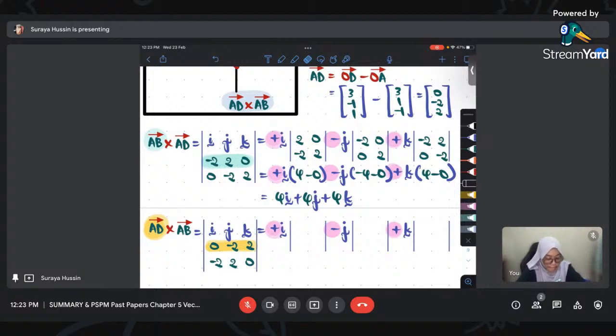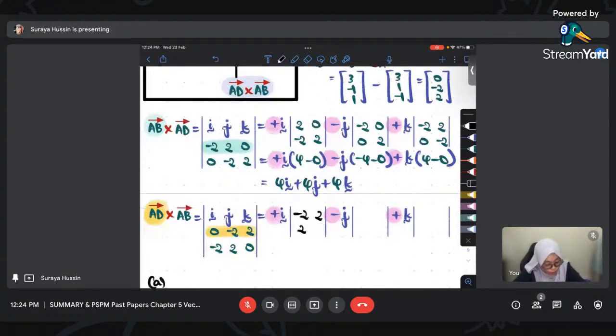Saya hilangkan. Okay. So, macam mana ya? So, now, let's delete this. Delete lah. Let's write it down. Negative 2, 2, 2, 0. Negative 2, 2, 2, 0. Okay.